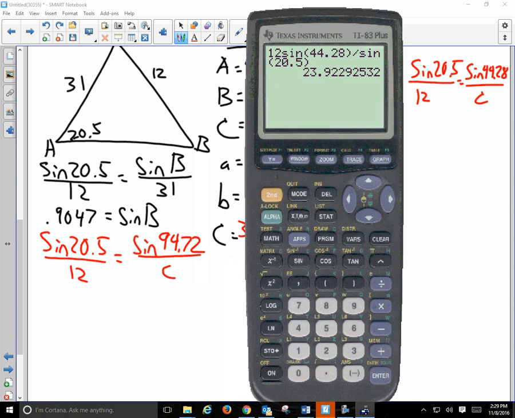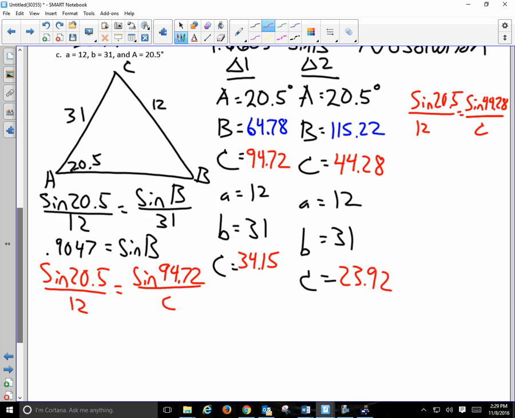Excellent question. When I first set it up, I got the 0.9. I did inverse, and when I did inverse, I got 64.28. Then I subtracted that from 180 to get this one. Whatever angle you come up with, that will be the only tie between those two. That's how you connect them. Then you just solve each one independently.